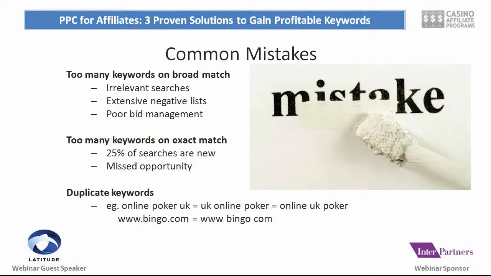So just a quick summary on the common mistakes that people make initially when building their accounts. I do a lot of consultancy where I get access to other people's accounts and am asked to grade them and give recommendations off the back of it. One of the main issues I tend to find is that too many of the keywords are on broad match, which means that often the account has been appearing for a lot of irrelevant searches.